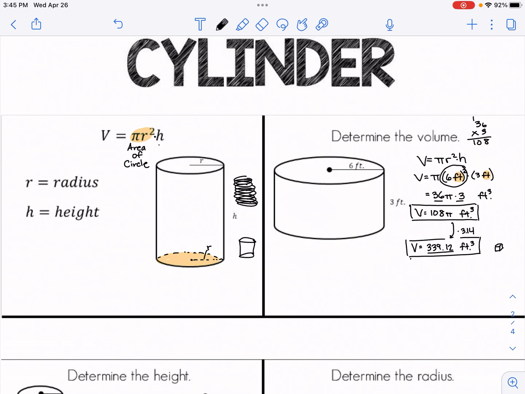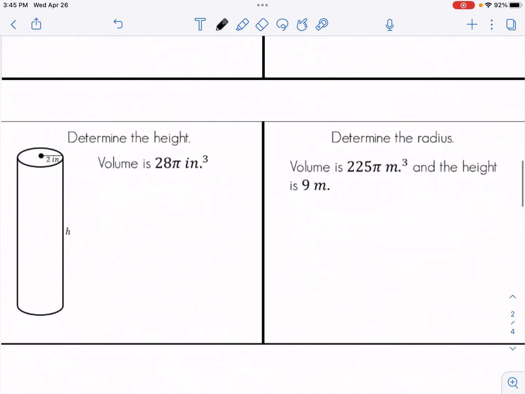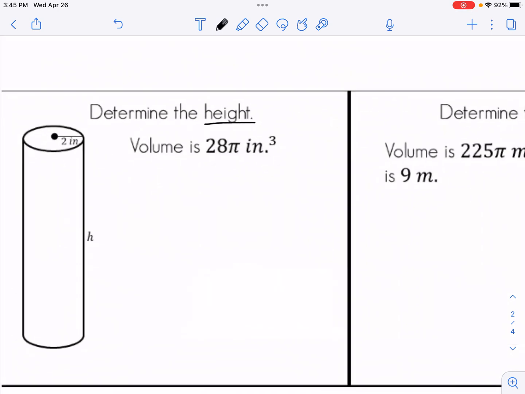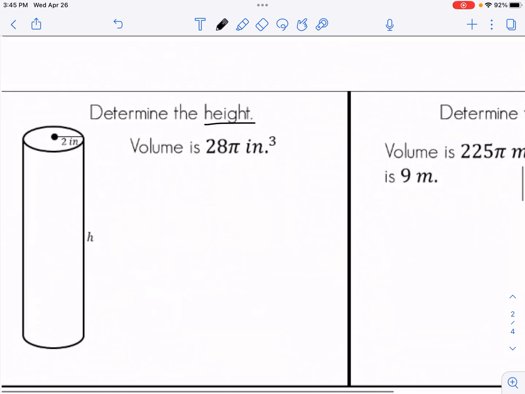But there are sometimes where you're going to be given information and you have to find some other piece of information that we don't know. So let's do that right now. For this first one, it says determine the height. So we don't know how high the cylinder is. We do know that the radius is 2 inches and that the volume of this is 28 pi. So how do we go about this?